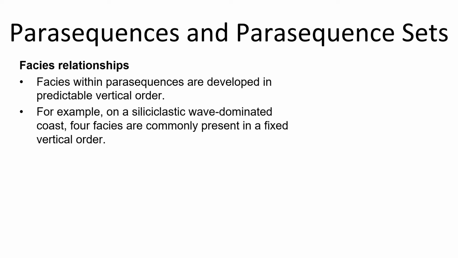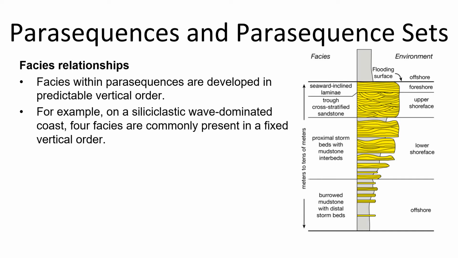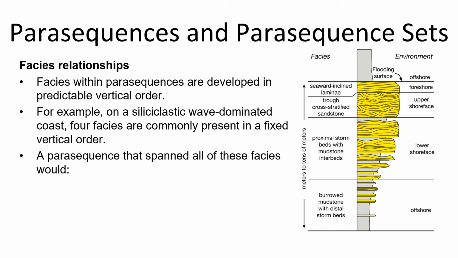I want to look at siliciclastic wave-dominated coasts. So those types of environments we talked about for exam 1. There are 4 facies that are commonly presented in a fixed vertical order when you are interpreting a wave-dominated coast. So here's a schematic of one of these parasequence facies models. A parasequence of a wave-dominated coast is going to span all of these facies.